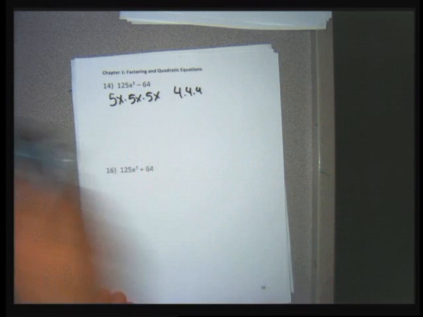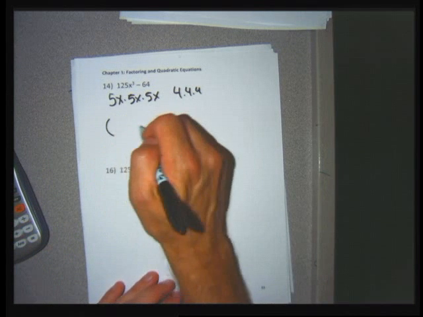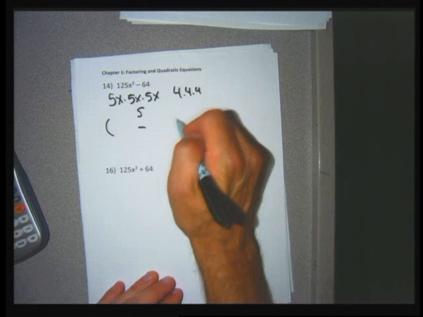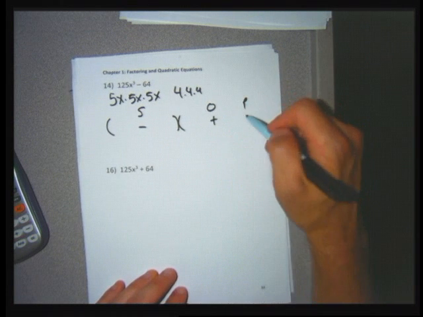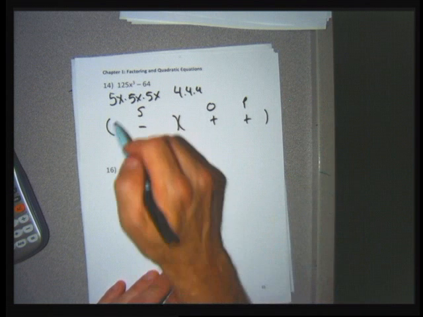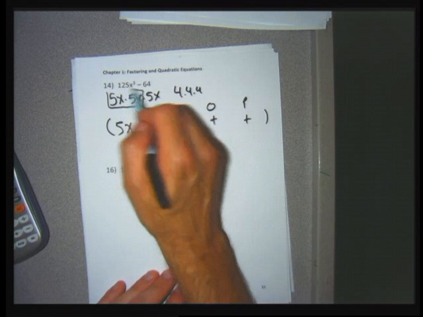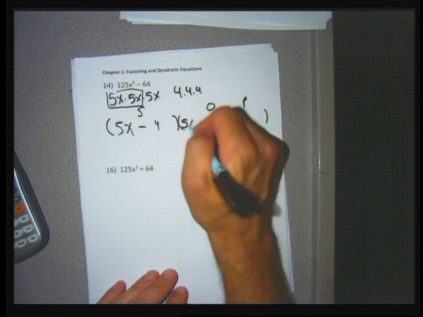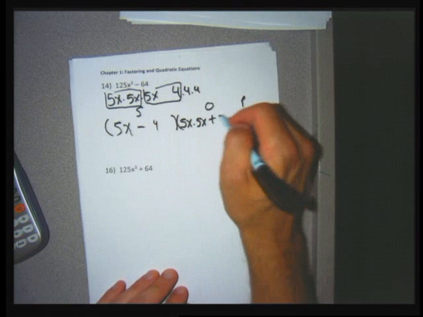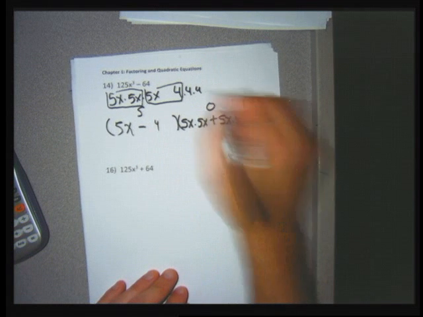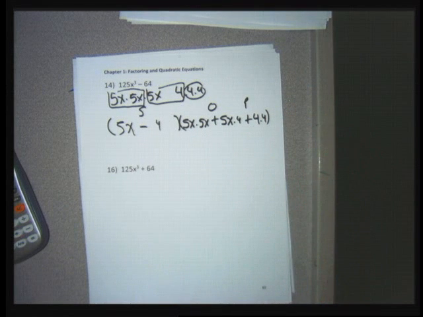So now I know what goes in my parentheses, and I know the signs. First parentheses, same sign as a minus is a minus. Second parentheses, opposite of minus is a plus, and then a plus. First parentheses, one of each, which is a 5x and a 4. Second parentheses, first pair is 5x times 5x, second is 5x times 4, and third is 4 times 4.